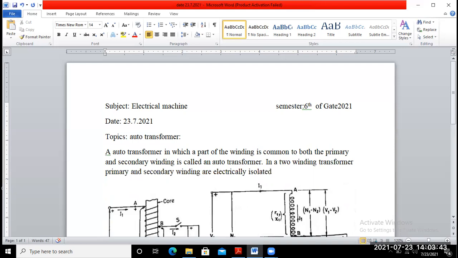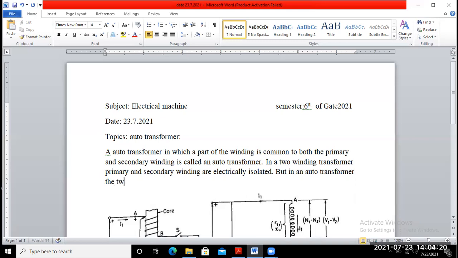But in an auto transformer, the two windings are not electrically isolated.